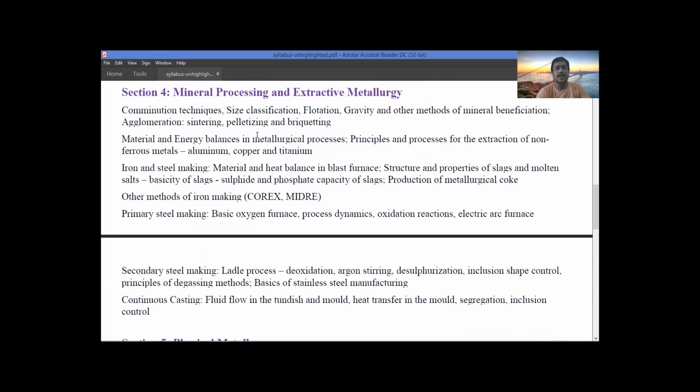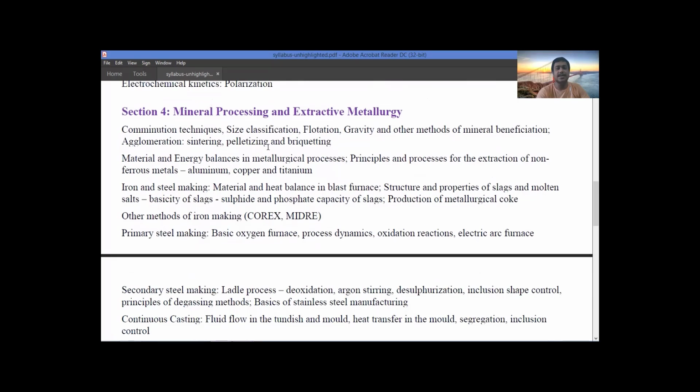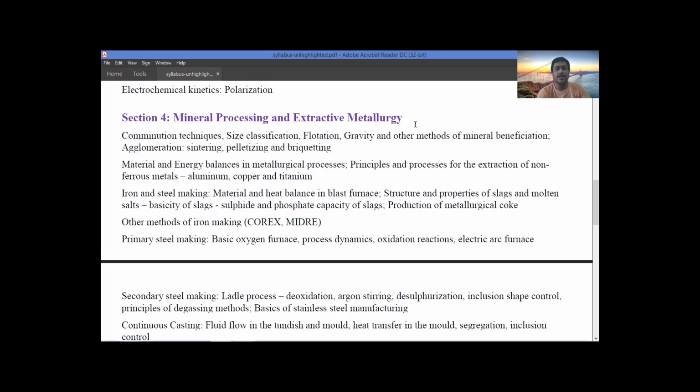Now the extractive metallurgy and mineral processing part. If you see the comminution techniques, size classification, crushing, gravity separation, all of this comes under the topics of mineral beneficiation. I think many metallurgical students must have studied this syllabus in their second year. Even if they have not studied it, I prefer Mineral Processing by B.A. Wills, and you will get basic knowledge about all the topics. Note down the details and understand the things; you will get 1 to 2 questions in GATE related to this concept, and that is sufficient if you understand the basics.